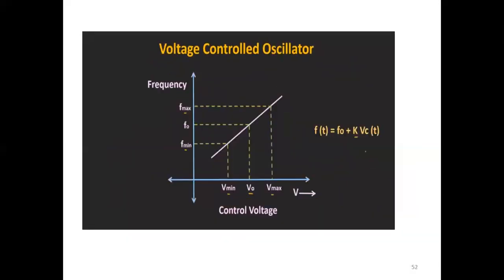The equation is f of t equals f0 plus k times Vc of t. That is, the output frequency equals f0, the middle or normalized frequency, plus k, a scaling factor, times Vc, the control voltage with respect to time. The capacitor plays the main role in the signal processing. We already know that f is equal to 1 divided by 2 pi RC. This is the basic concept of the voltage controlled oscillator.